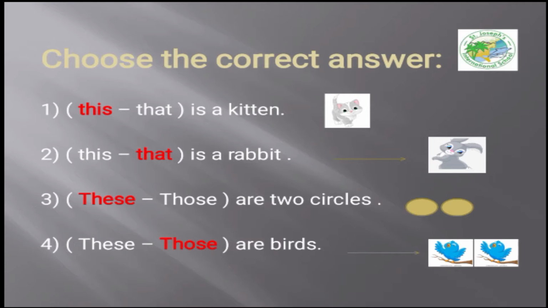Number 4, the 2 birds. The 2 birds here, of course, they are plural, so we're gonna choose one of the 2 words, these or those. Okay, are they close or far? They are far from the sentence. So we're gonna choose those are birds. Those are birds.